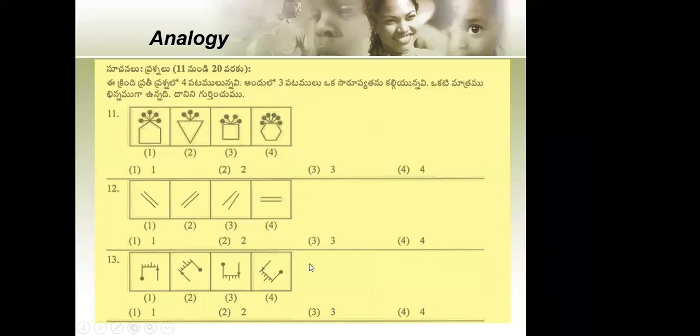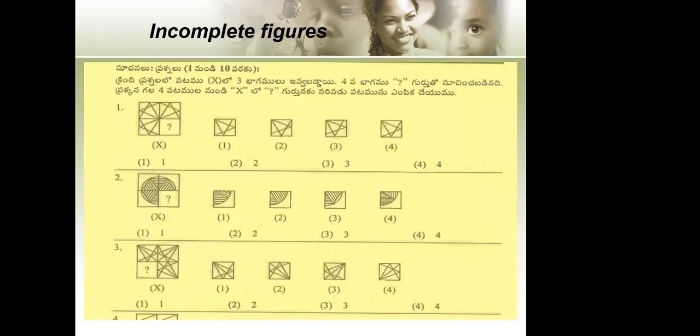So if this kind of question comes, among the given figures, some are the same, but only one is different from the given figures. You have to identify the different figure. That is very, very important. Clear? Okay, now coming to the incomplete figures that are given. You have to complete them.